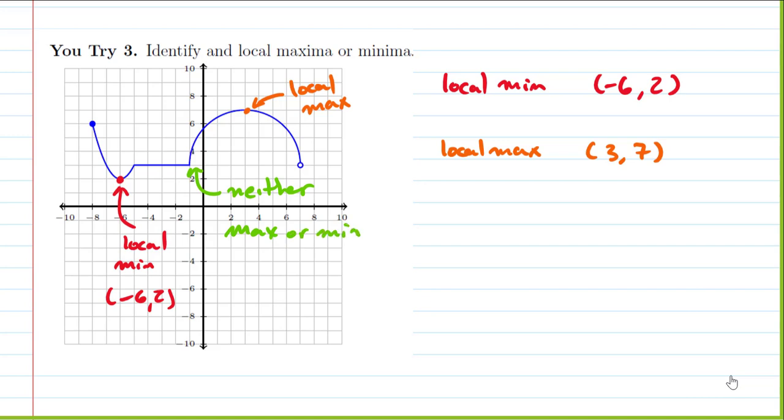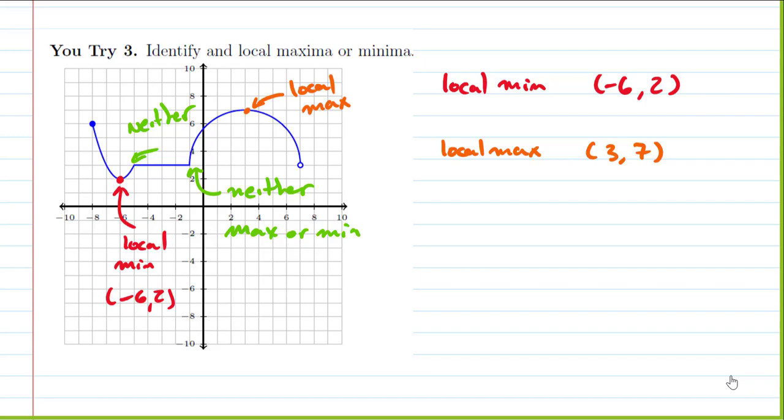And the reason for that is, remember, at a min, it has to go from decreasing to increasing. Well, at this point, it goes from constant to increasing, so it's not a min. So if your graph ever changes from constant to anything, or from anything to constant, it can't be a local max or a local min. It has to change from increasing to decreasing, or from decreasing to increasing. So this guy is also a neither.